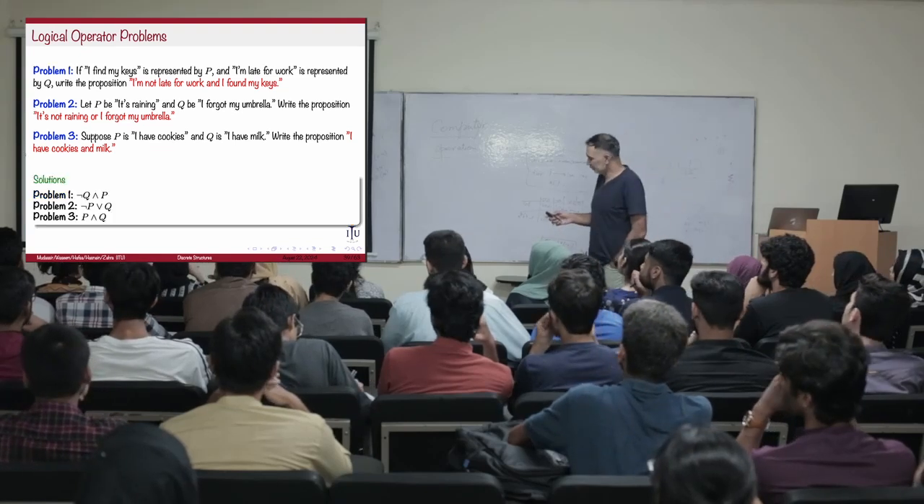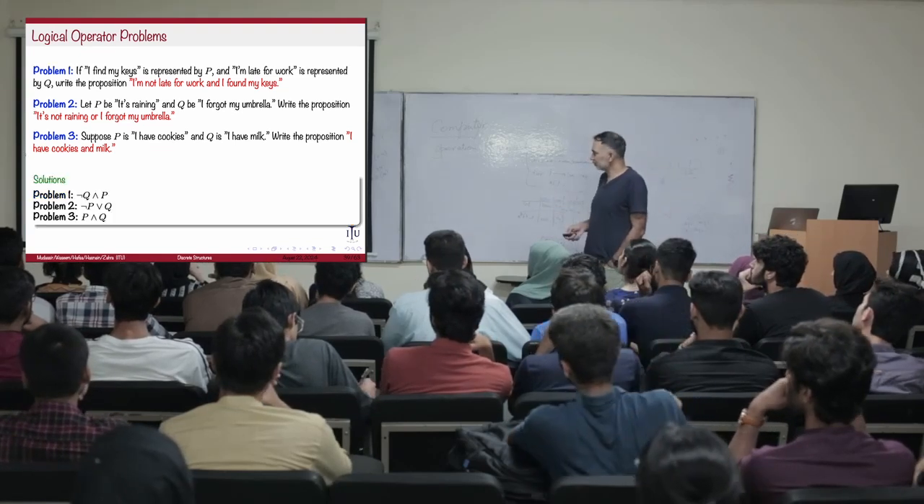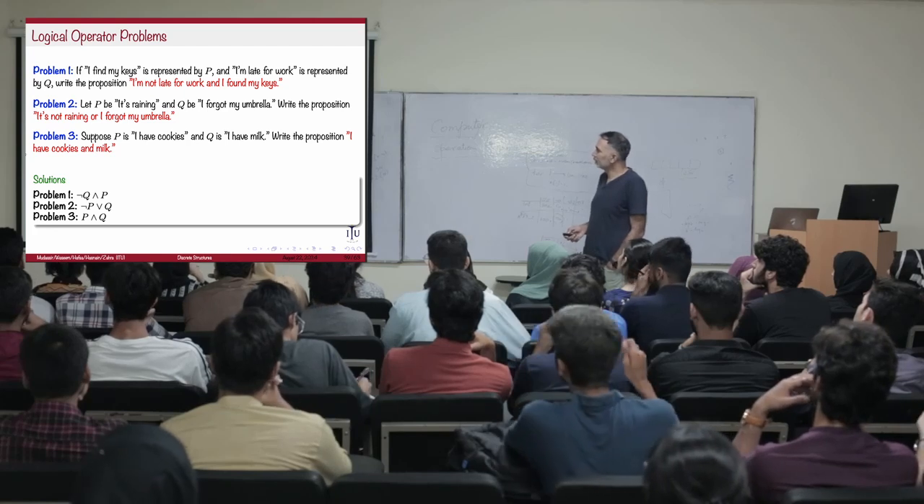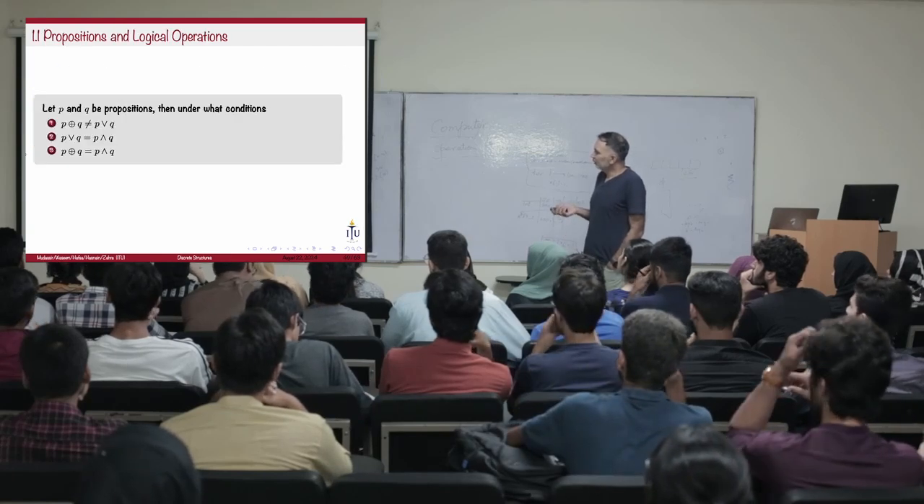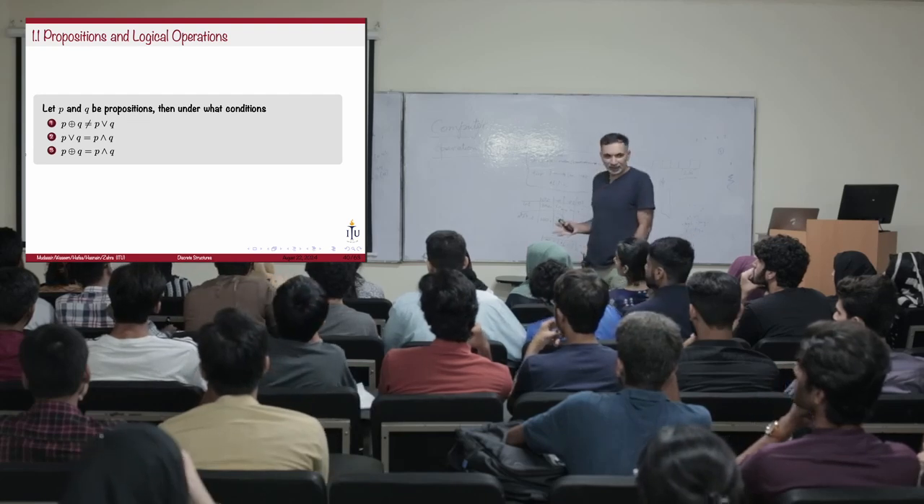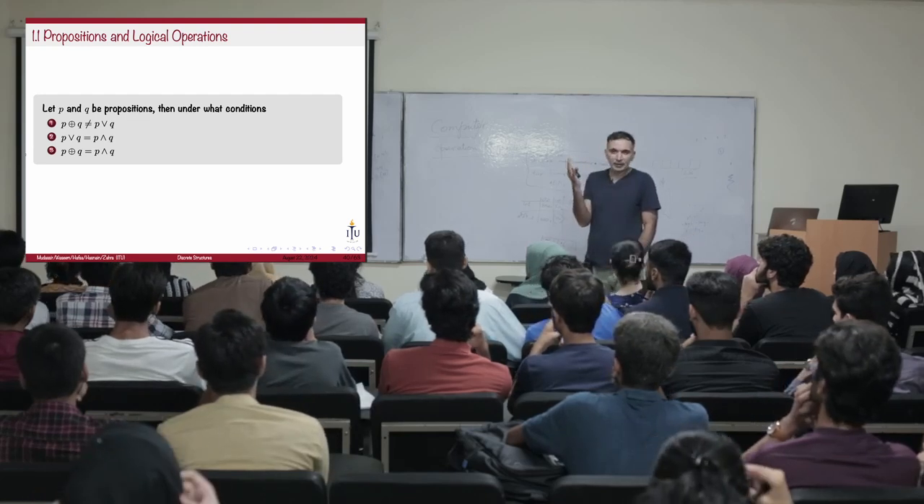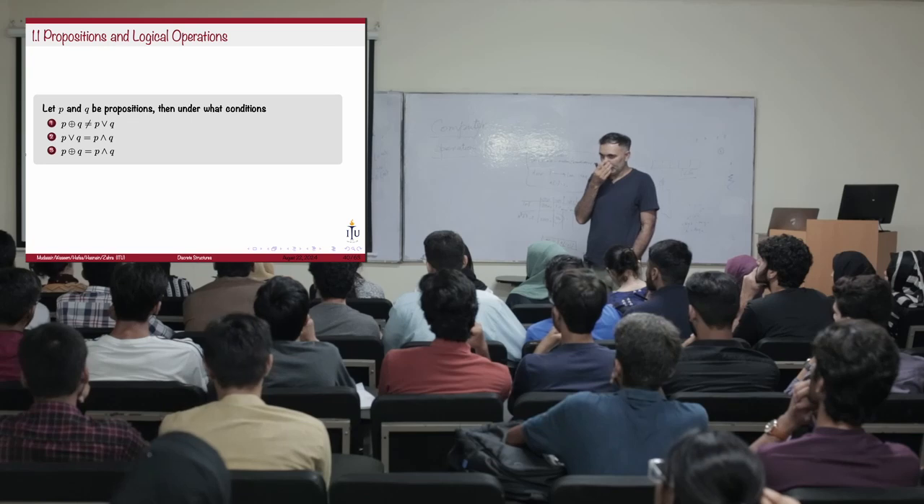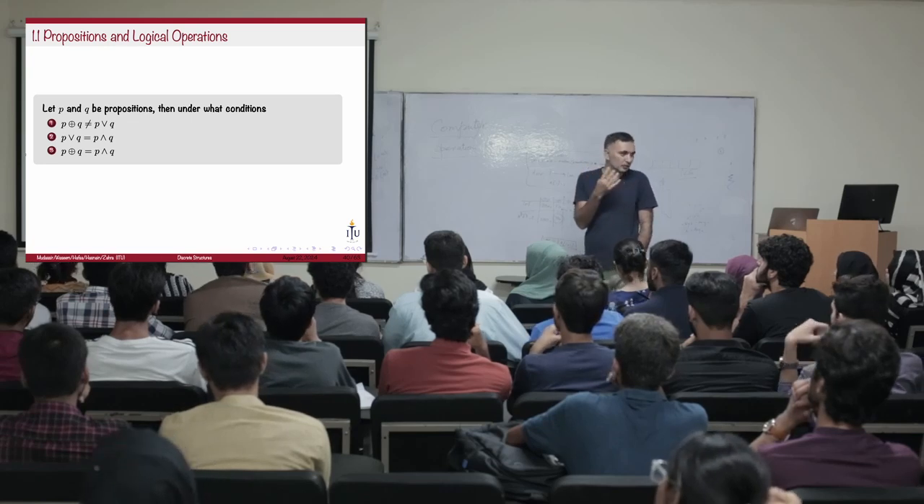Cool. So these are the solutions, and you guys figured them out on your own. I think I have another example. How about this? P and Q are two arbitrary propositions. You don't know what P represents. You don't know what Q represents.